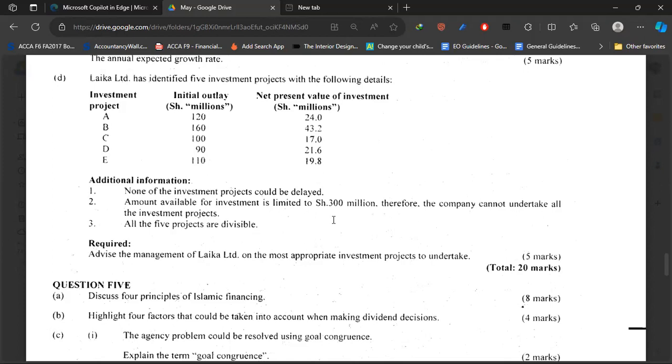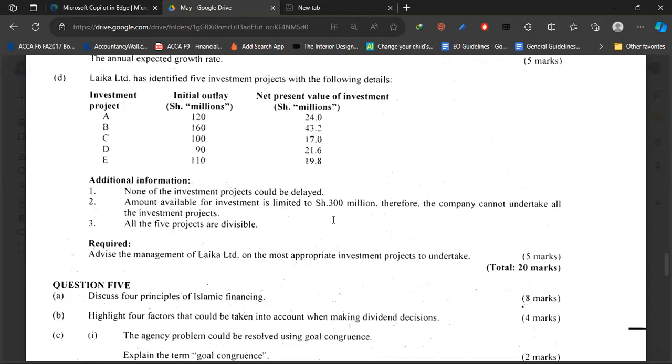19.8. Additional information: 1. None of the investment projects could be delayed. 2. Amount available for investment is limited to 300 million. Therefore, the company cannot undertake all the investment projects. 3. All the 5 projects are divisible. Required: advise the management of Laika Limited on the most appropriate investment projects to undertake.